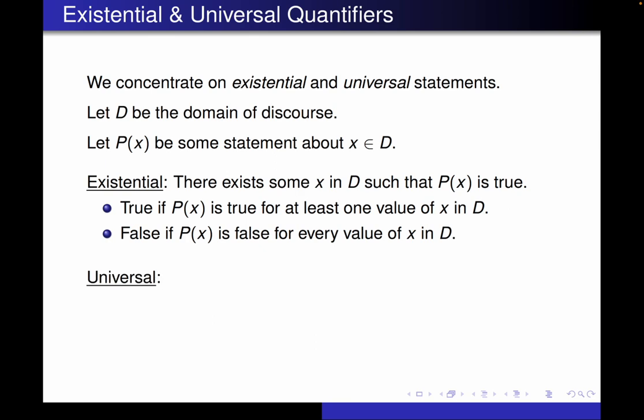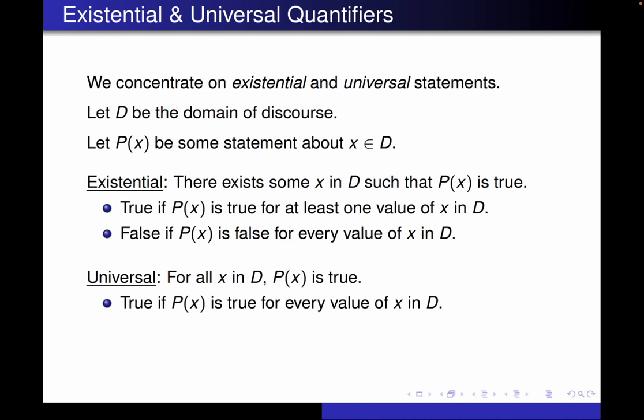Universal is kind of similar in syntax, except instead of "there exists," it's "for all." So for all x in our domain of discourse, P of x is true. That's a universal statement. It is going to be true if P of x is true for every single value of x in our domain of discourse. In other words, if you take all the values of x in D, plug them into P of x, and you get true every single time, that'll make your universal quantified statement true. And that means it's going to be false if P of x is false for at least one value of x in D. If you plug in all the values and get at least one false, that's going to make your universal statement false.